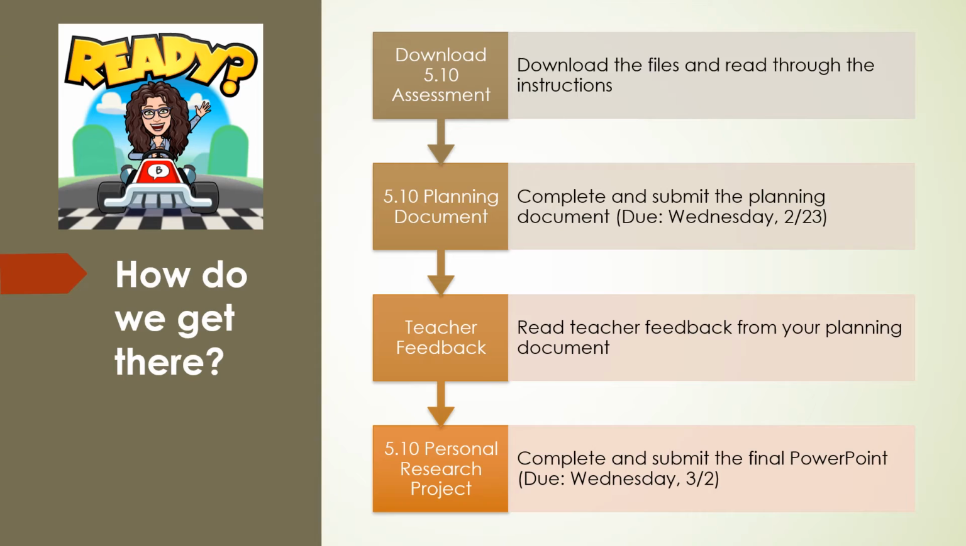All right. So how do we get there? How do we get to the final assignment? Well, first and foremost, make sure you download the folders and the files that you need to download. Read the instructions. Next, we're going to do the planning document. Make sure to read your teacher feedback from the planning document because we give you helpful hints to completing the final, or if there's anything wrong in the planning document, we tell you in the feedback, so make sure you're doing that. And then you get to do your personal research project. So the planning document is due this Wednesday. The personal research project is due the following Wednesday.